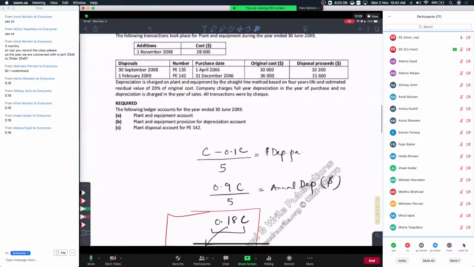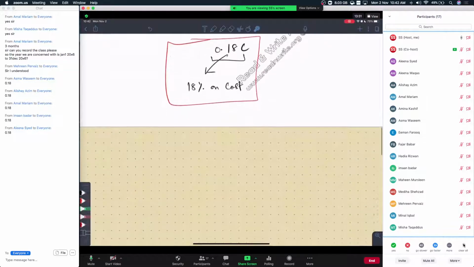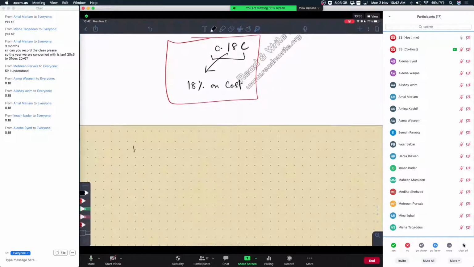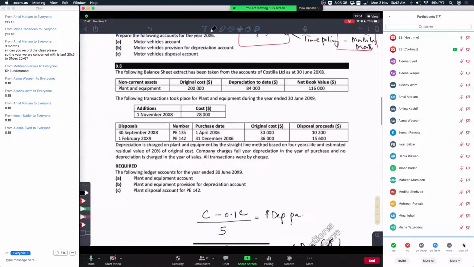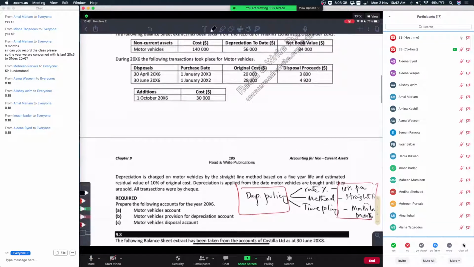And if you want to play it even safer, then you should draw yourself a timeline, where your financial year begins, so that everything you have concluded so far you can bring together in a more linear fashion. So 31st December 20x6 is where you finish. And what is happening here: we have 30th of April, 30th of June, and 1st of October.